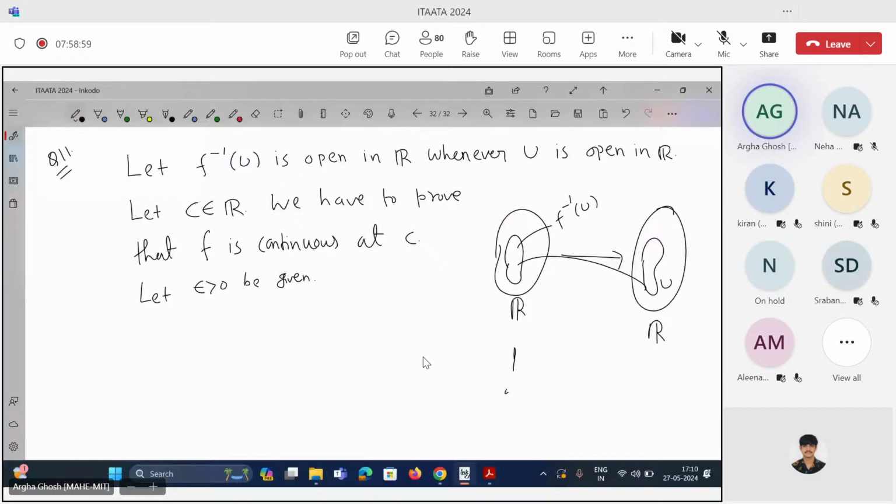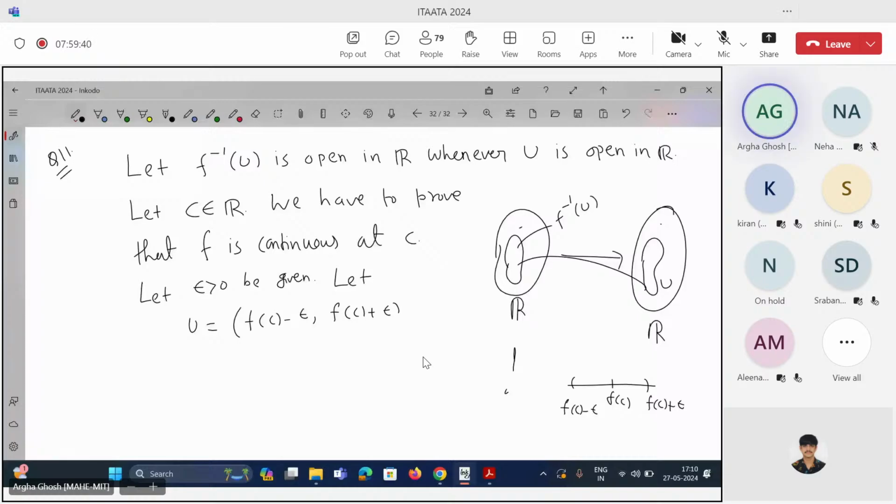Like c is a point, now it's mapped to a point f(c) over here. That means you have to consider a point in the codomain. Okay. So let the open set U equal (f(c) - epsilon, f(c) + epsilon). We have a real line. Here you have f(c), and f(c) plus epsilon, and here f(c) minus epsilon. This is the open set we are considering. So by the given consideration, the pre-image of this open set is open.